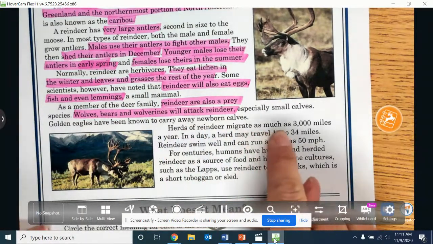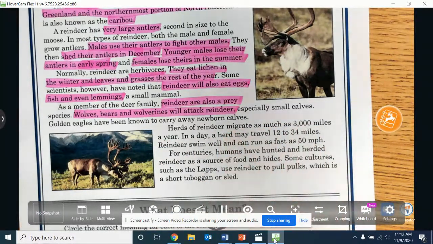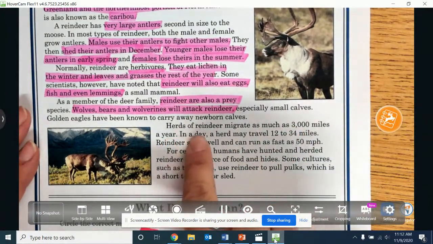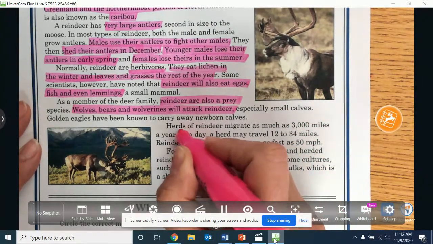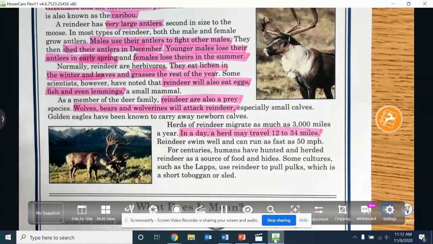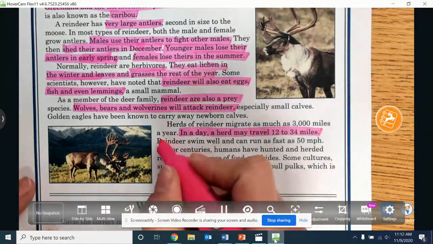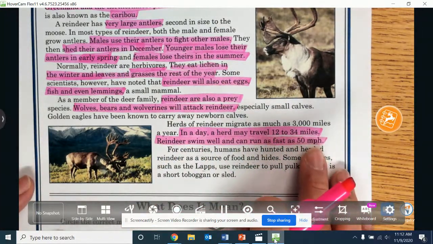Herds of reindeer migrate as much as 3,000 miles in a year. They do a lot of walking. Migrating means moving from one place to another. So in one whole year, they can migrate as much as 3,000 miles. In a single day, a herd may travel up to 34 miles. They can travel from 12 to 34 miles in one single day. Also, reindeer swim well and can run as fast as 50 miles per hour. They are good swimmers and very good runners as well.